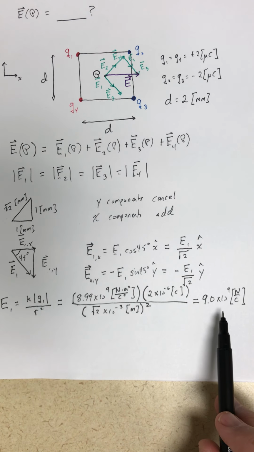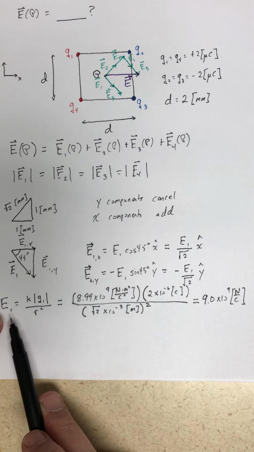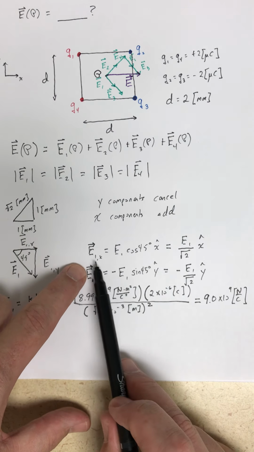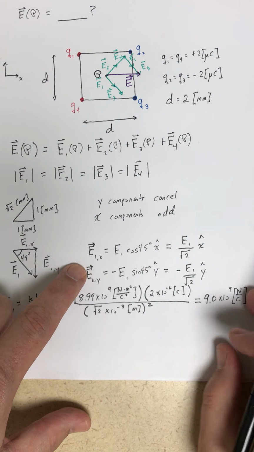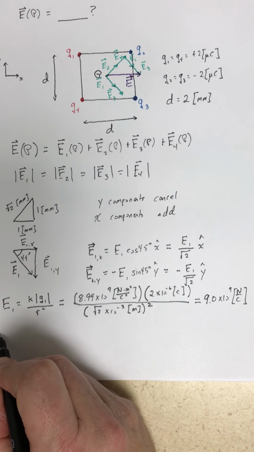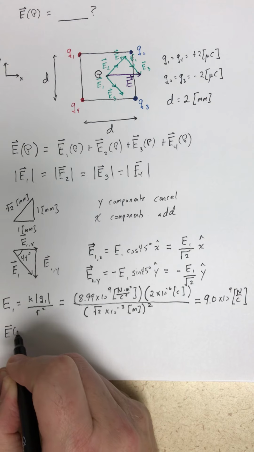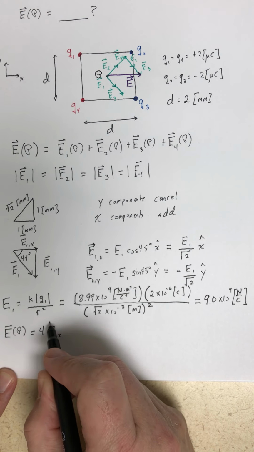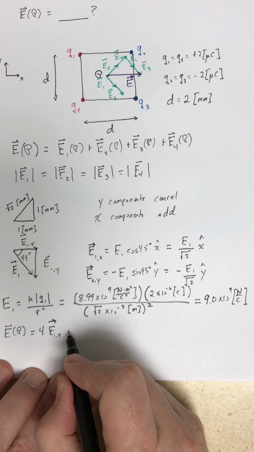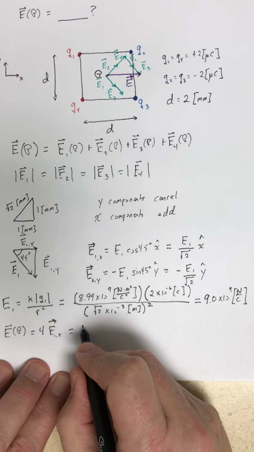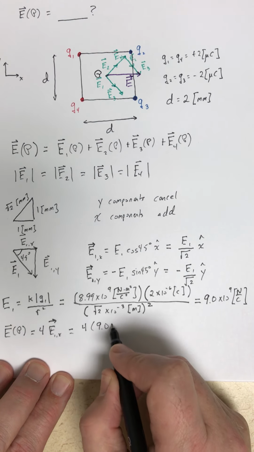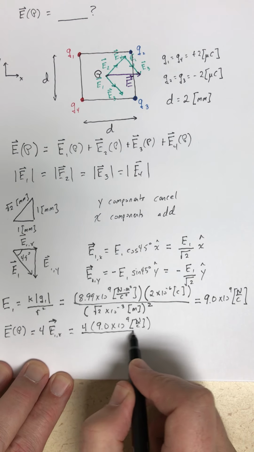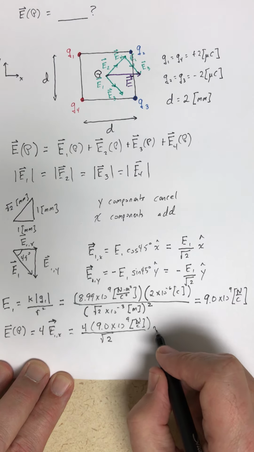So I can take that result now. So that is how strong the field caused by charge 1 is. That's the same magnitude for all 4 of them. And now I can just plug in: the net field is going to be 4 times bigger than the x component from one of them. So the electric field at point P is 4 times the electric field's x component from charge 1, and we just found that. That's going to be 4 times 9.0 times 10 to the 9th newtons per coulomb over root 2 for the cosine 45 along the x direction.